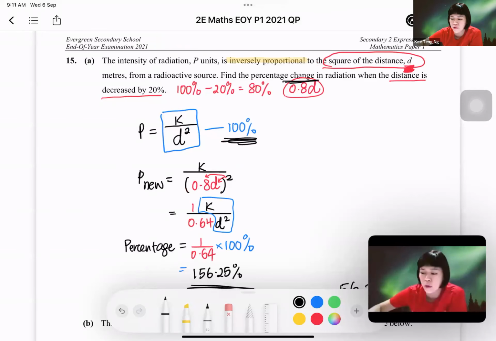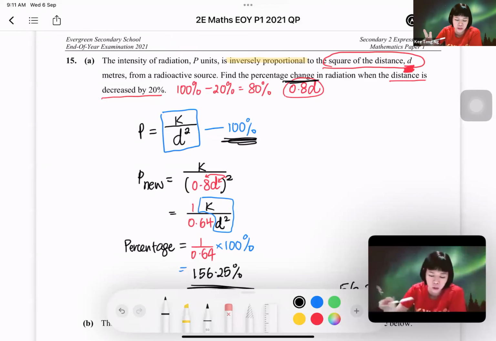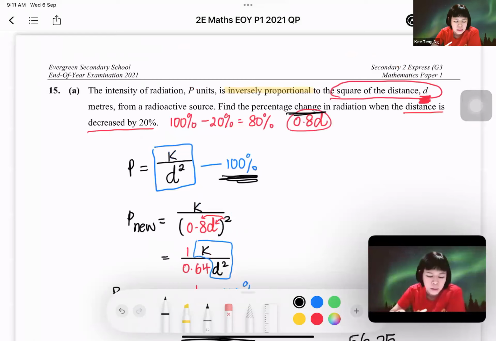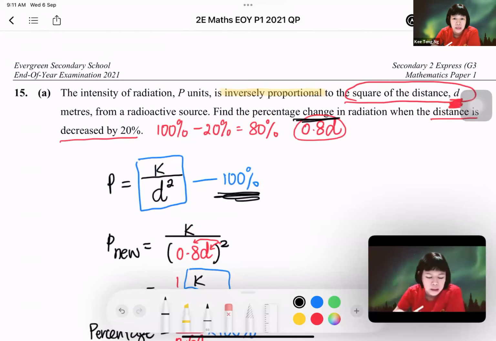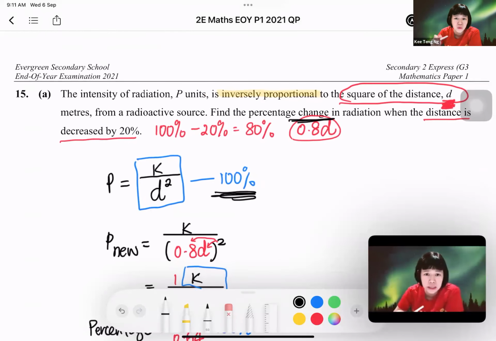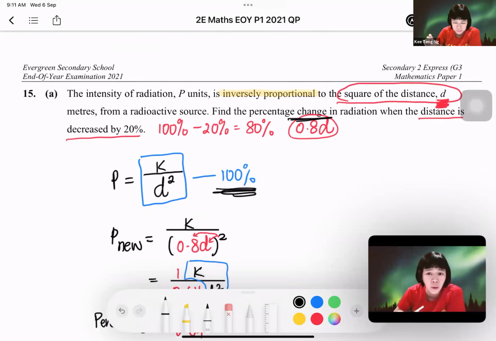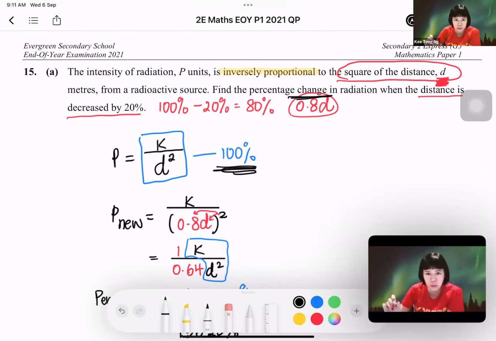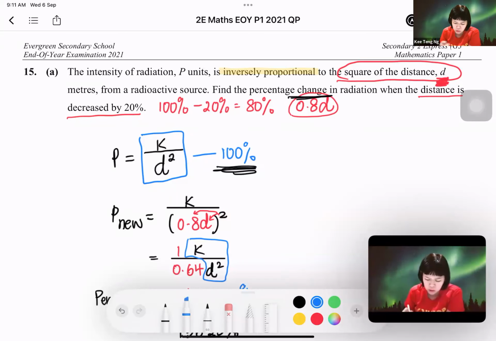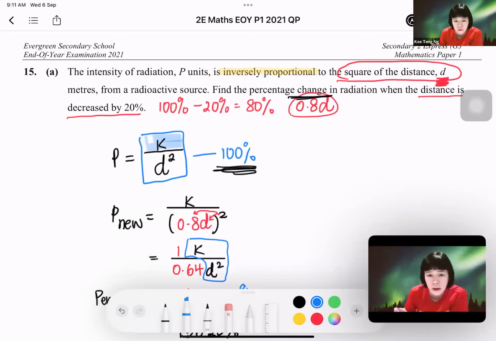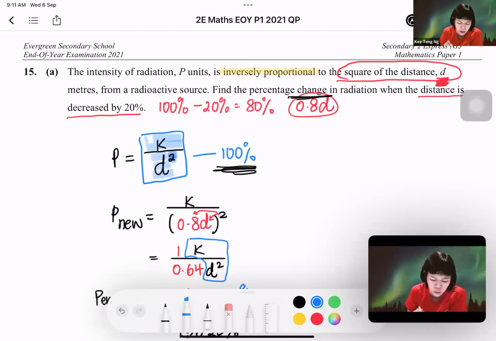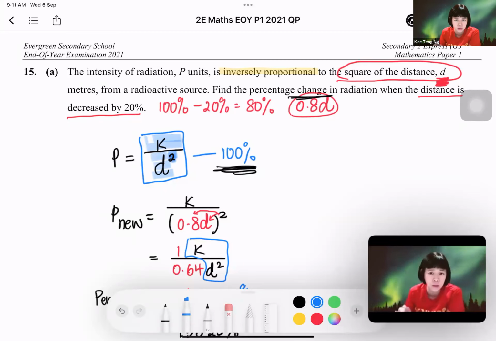Okay, I see someone with a cross. Let me explain this whole question again now. First part, the intensity of radiation P is inversely proportional to the square of the distance. So inversely proportional means this will be K over something, K divided by the square of the distance. So you put your D whole thing squared. Remember to put your D whole thing squared.